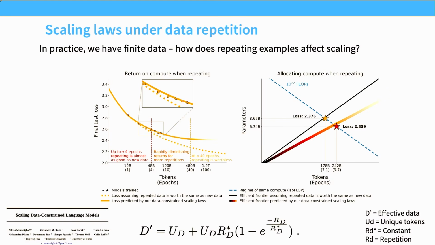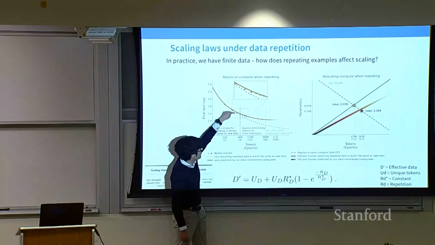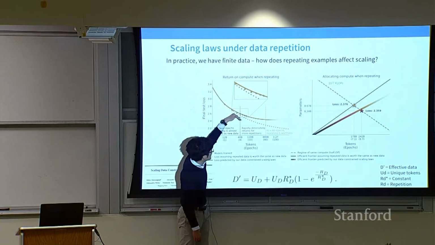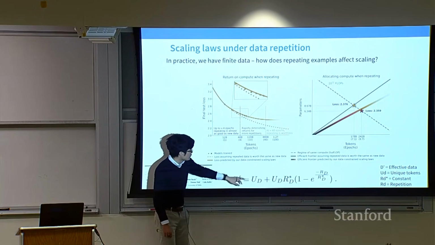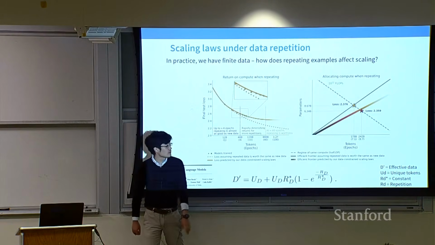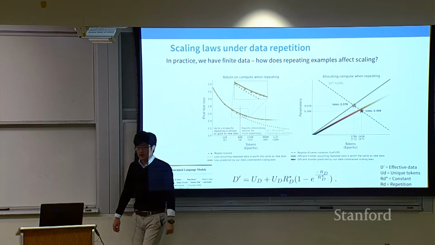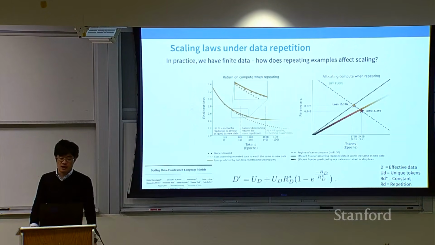But if you go past that point, then actually your realized scaling law, this dark curve, is much worse than the projected scaling law if you had fresh data. That's the dashed line over here. And you can also, once again, write down a modified functional form that's generally predictive of the behavior of this scaling law under repetition.